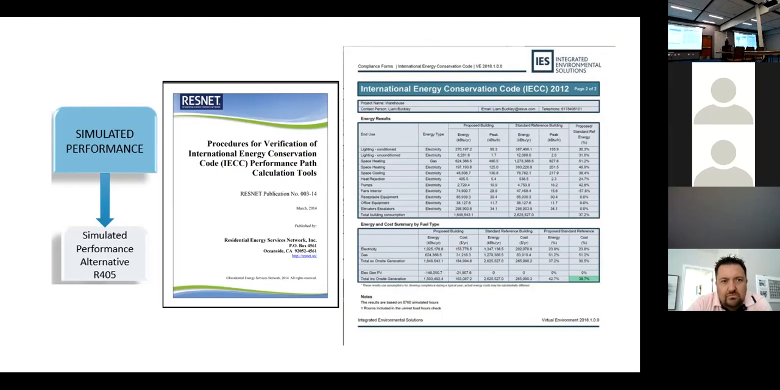Here's the energy model. This gentleman right here is talking about, you guys do some energy modeling. And I'm not going to spend much time on it because residentially, I hardly ever see this. I mean, I've seen it twice in 13 years.